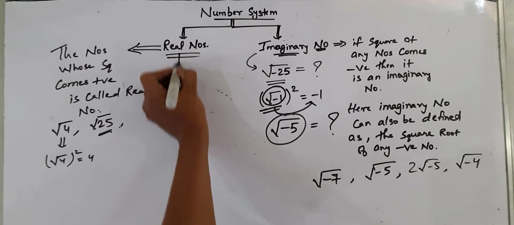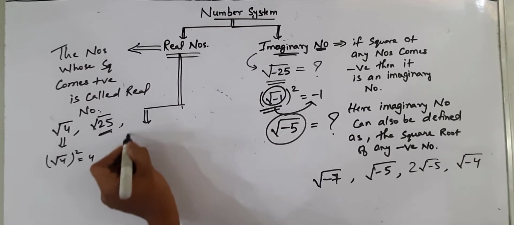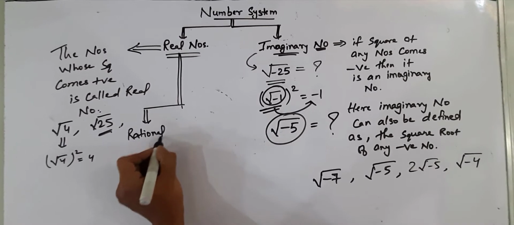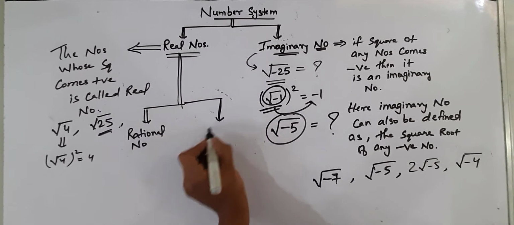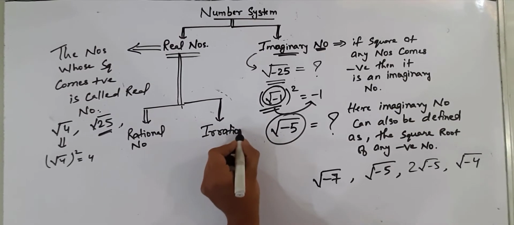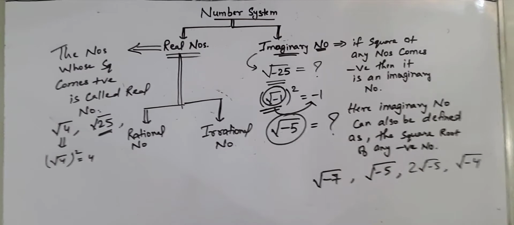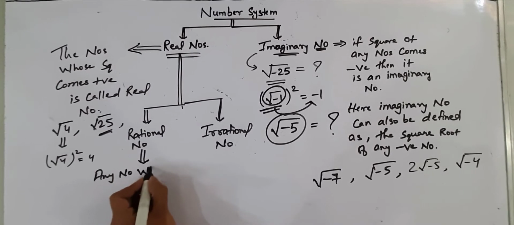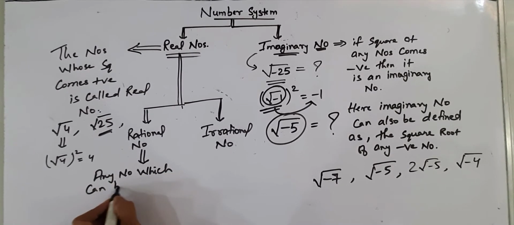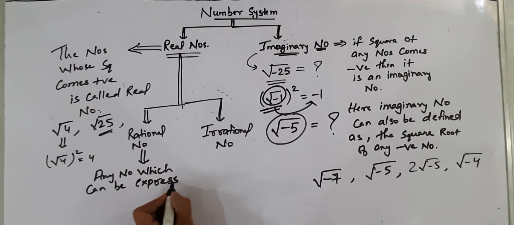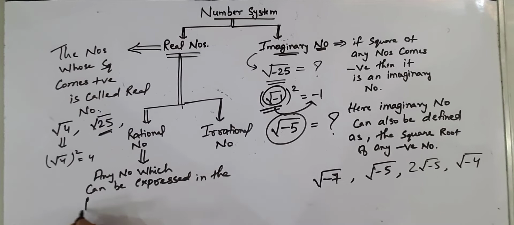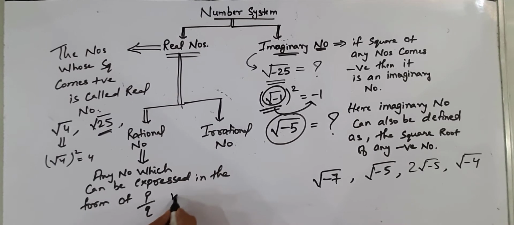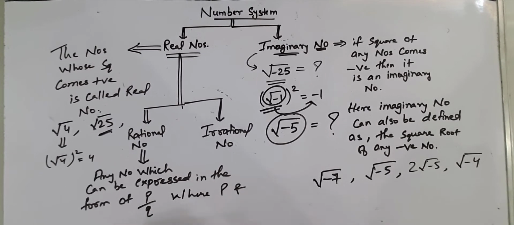Now this real number is further classified into two categories. One is the rational number, another is the irrational number. Now what is rational number? Any number which can be expressed in the form of P upon Q, where P and Q are co-prime.